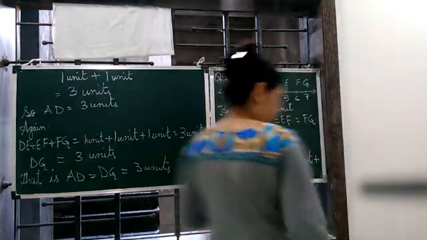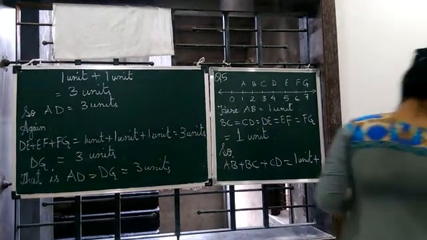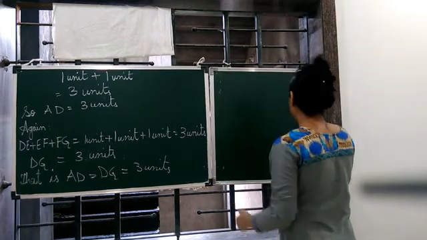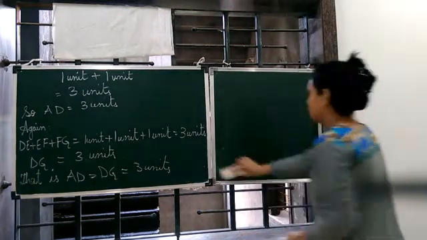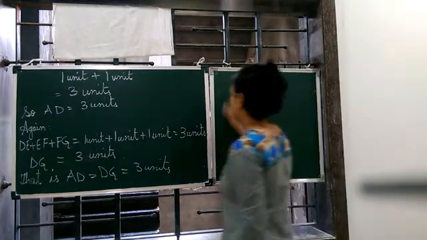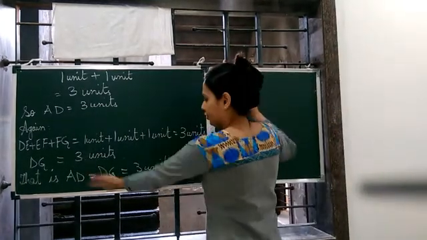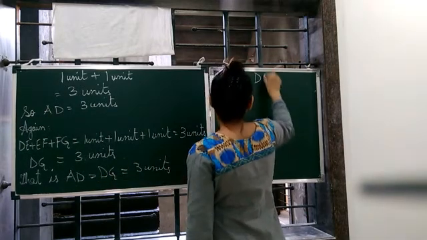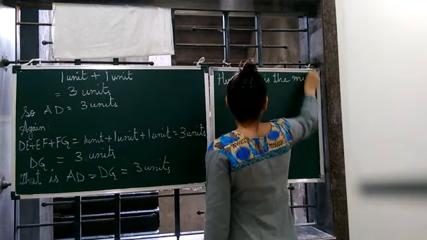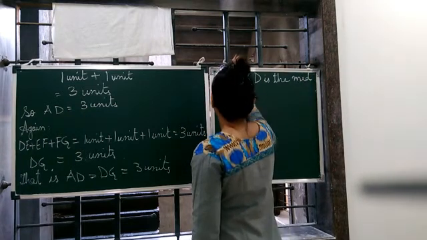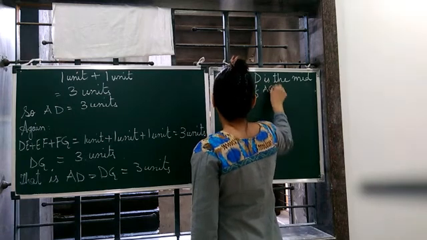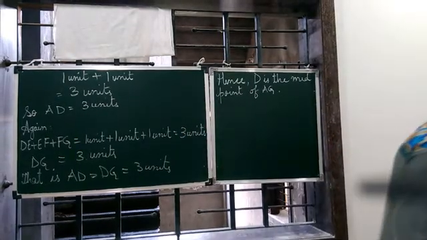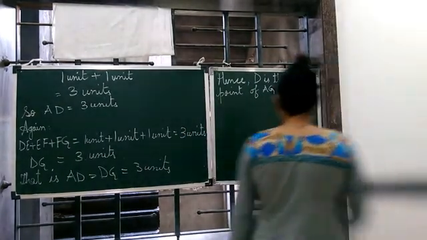So what do we write now? Since they both are equal, D is exactly at the center. So D is the midpoint. Hence, from this we can write that D is the midpoint of AG. So this completes question number 5. Now we start with question number 6.